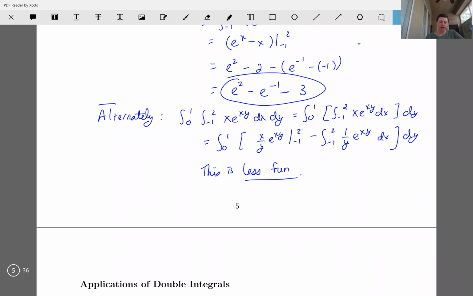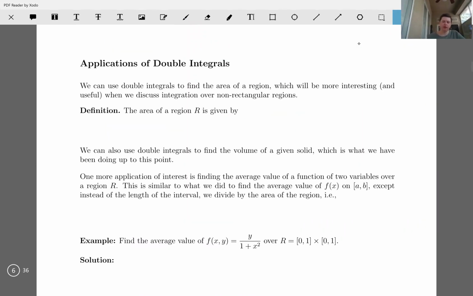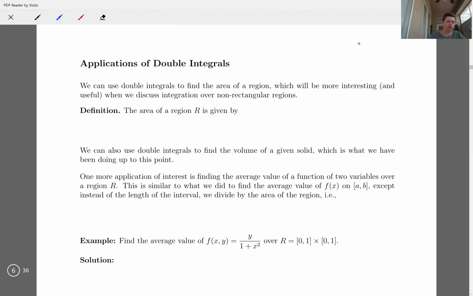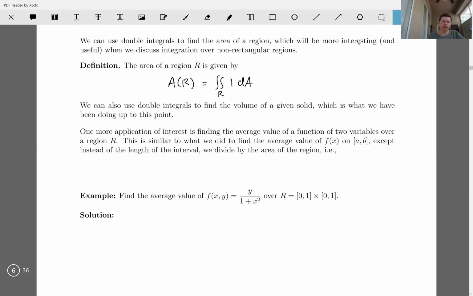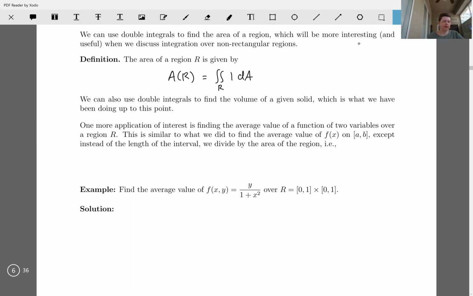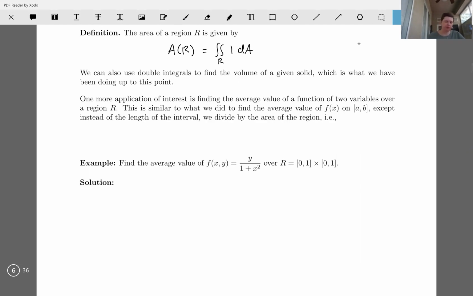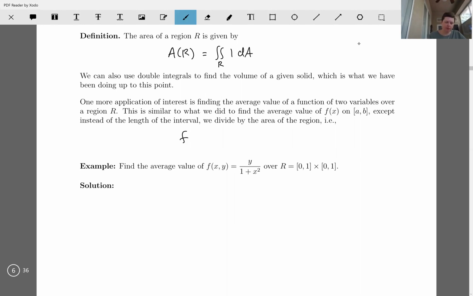Sometimes you don't. We can use double integrals to find the area of a region, which will be definitely more interesting and useful when we're doing non-rectangular regions, but the area of a region is given by the integral of 1. We can also use double integrals to find the volume of a solid, and that's what we've been doing, but more application of interest is to find the average value of a function of two variables over a region. And so how we would do this is it's 1 over the area of our region times the integral of f over our region.